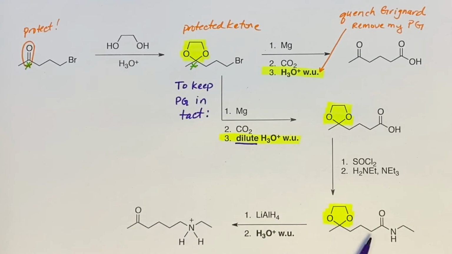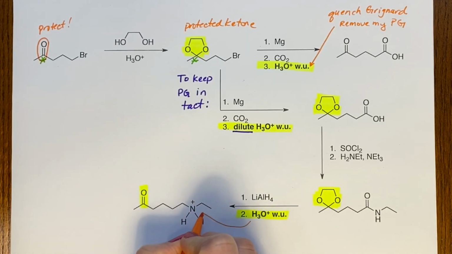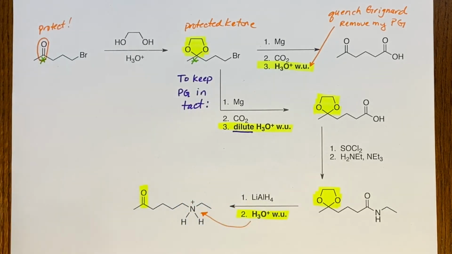Then I could take this compound and I could do a reduction with lithium aluminum hydride followed by an acid workup, and I would get this product. Notice that my acid workup conditions in this reaction did a hydrolysis of my ketal, and I have my ketone back. And also remember that when you have an amine under acidic conditions, your amine is going to be protonated. Whenever you have an amine under acidic conditions, it will protonate.